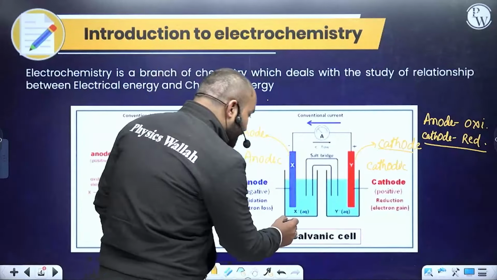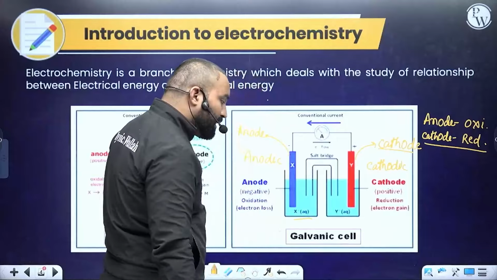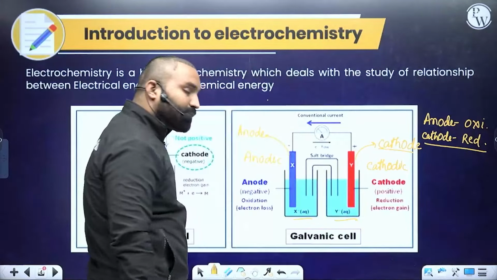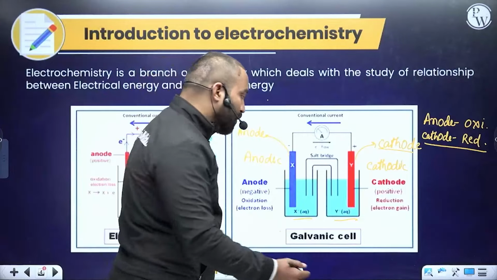Now I have an aqueous solution of X in the anodic compartment and an aqueous solution of something Y in the cathodic compartment.